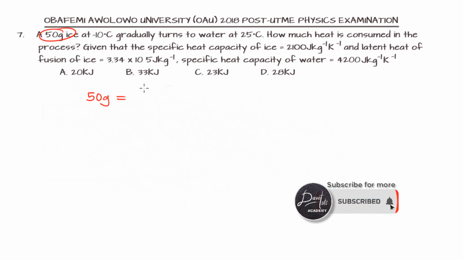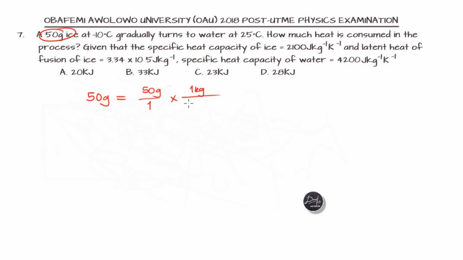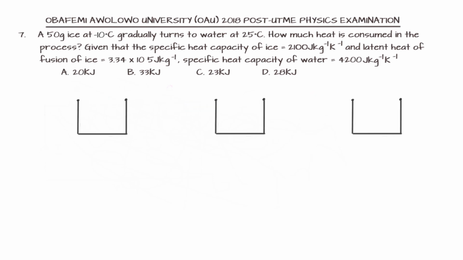But now, we are given 50-gram ice, and we need to convert to kilogram. To do that, that will be 50 multiplied by 1 divided by 1,000. The gram units will cancel out, and the 0 will also cancel out. Now, we have 5 over 100 kilogram. So this is 5 over 100, and that will be 0.05 kg. That's the mass of ice that we are talking about.